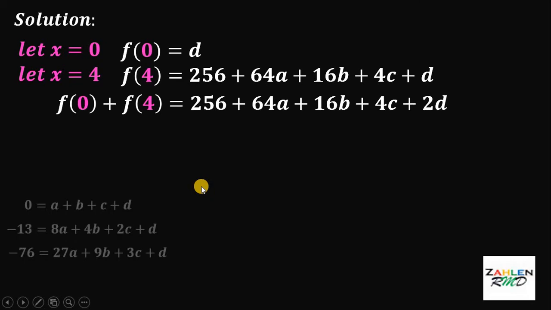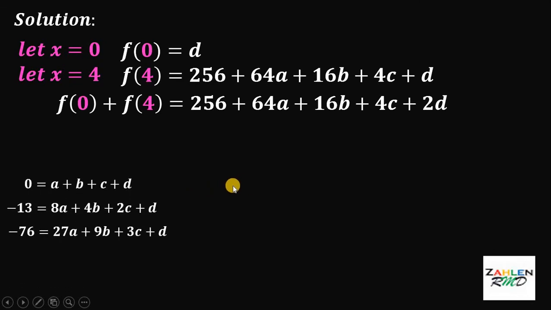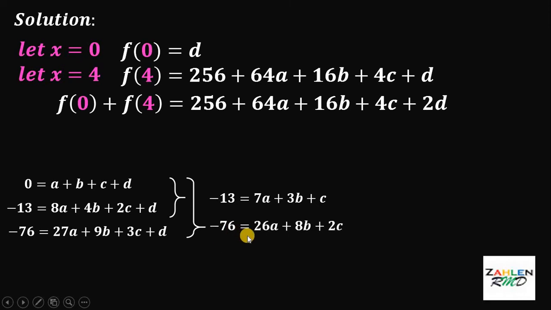Now, using these three equations, first thing to do is to subtract the first equation from the second equation. If we do that, we get negative 13 equals 7a plus 3b plus c, and we can cancel out d. So 8a minus a will give us 7a, 4b minus b will give us 3b, and 2c minus c will give us c. Next, subtract the first equation from the third equation. If we do that, we get negative 76 equals 26a plus 8b plus 2c.